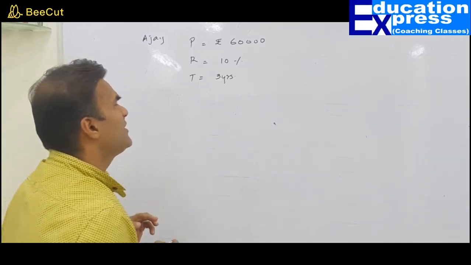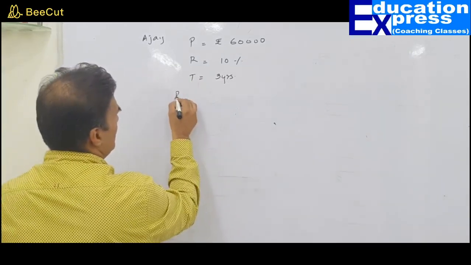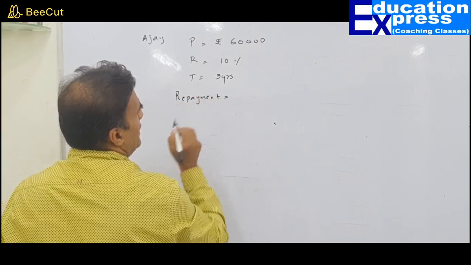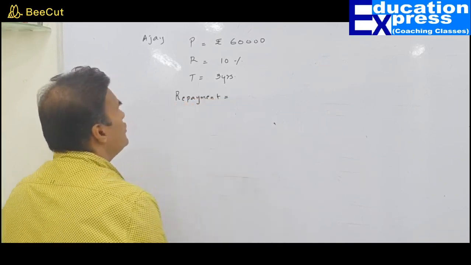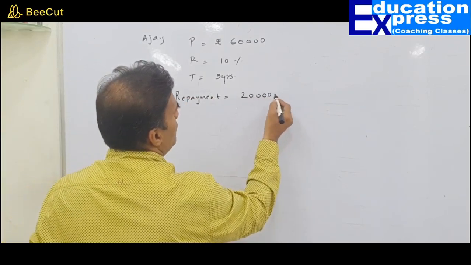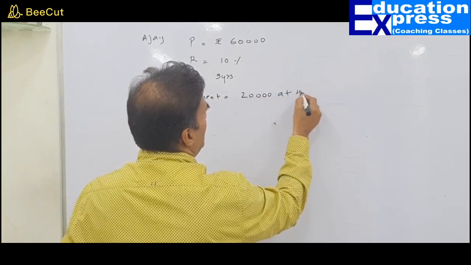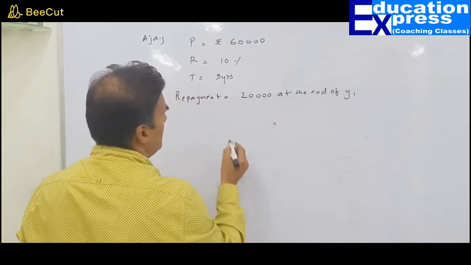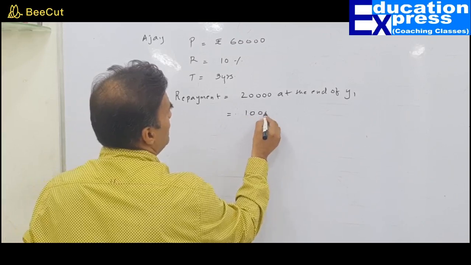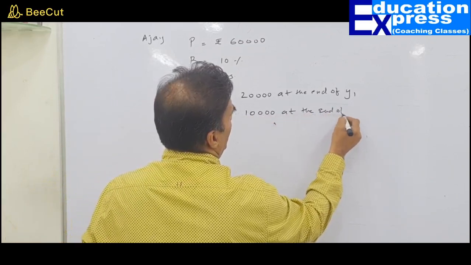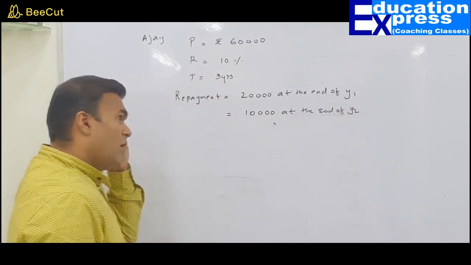Now he promised every year he will repay. So there is an element of repayment. How much is he going to repay? He will repay 20,000 at the end of year 1, 10,000 at the end of year 2.